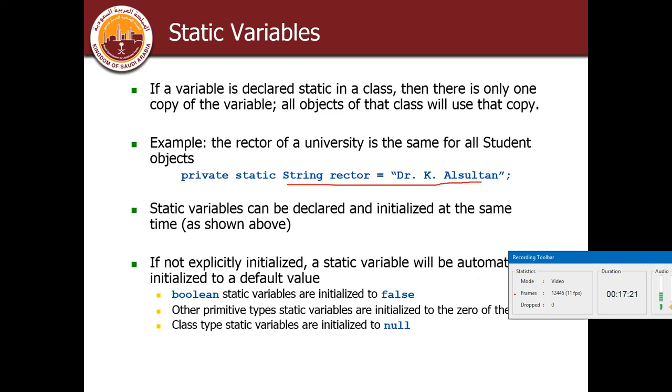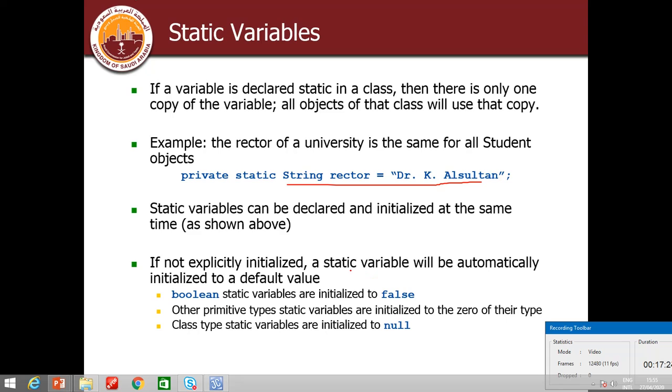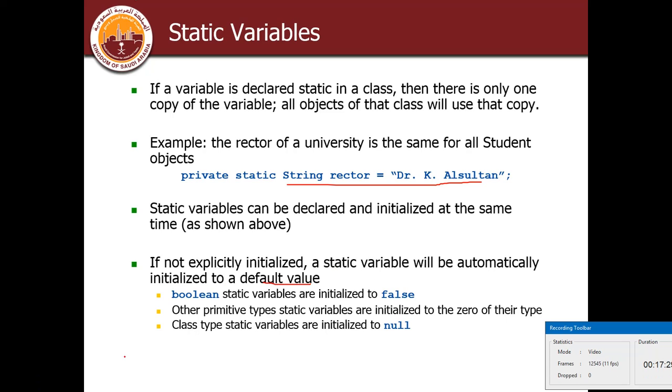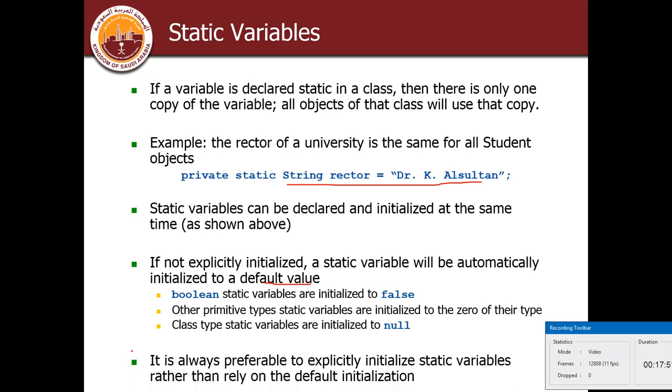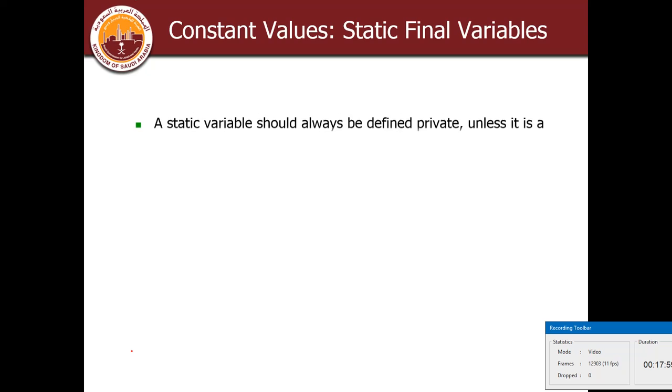If you have not explicitly initialized it, a static variable will automatically be initialized to a default value. For example, if I don't initialize the count in my previous example, it will be initialized to the default value, which is 0 for integer, false for static boolean variables, 0 for other primitives, and string variables and class types are initialized to null. It is always preferable to explicitly initialize the static variables rather than rely on the default initialization.